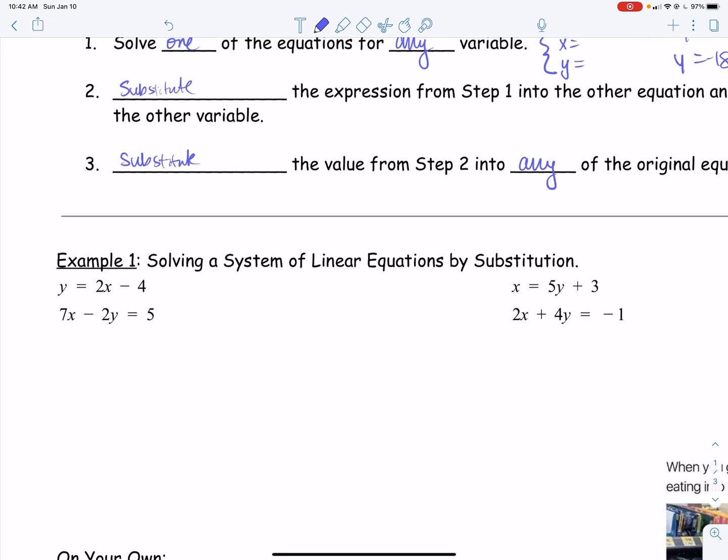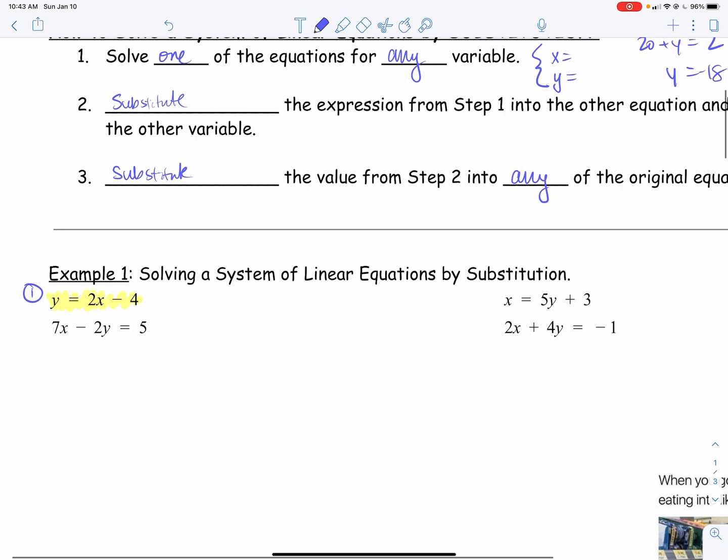So for example, it says y equals 2x minus 4, and I have 7x minus 2y equals 5. Step 1, I need an x equals or y equals, right? It looks like I'm already given y equals 2x minus 4. So that's step 1, because this is already y equals 2x minus 4. That's already taken care of for me. So I can move on to step number 2.